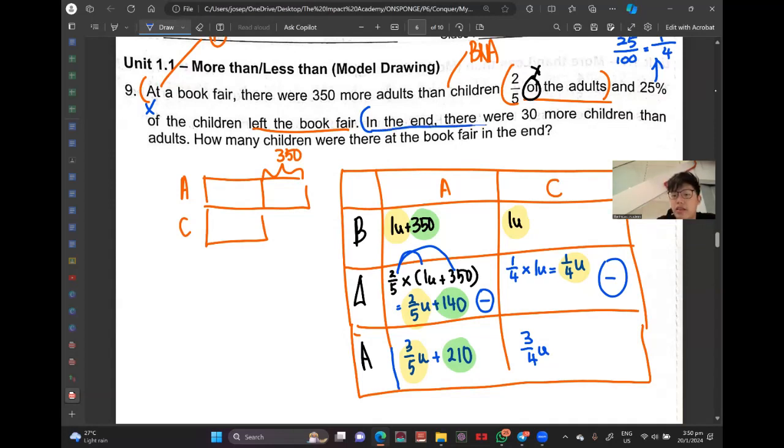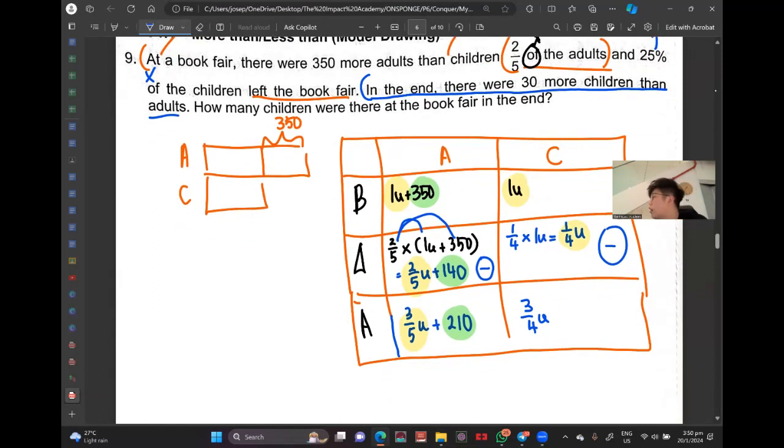In the end, there were 30 more children than adults. How many more children than adults? 30 more, right? So who is the poorer one? Who has less in this situation? The adults. Agree or disagree? Adults have less. So we give to the adults. Am I making sense here?